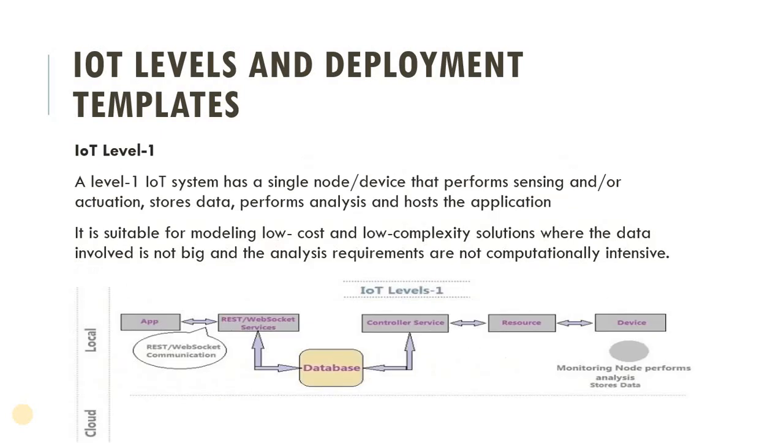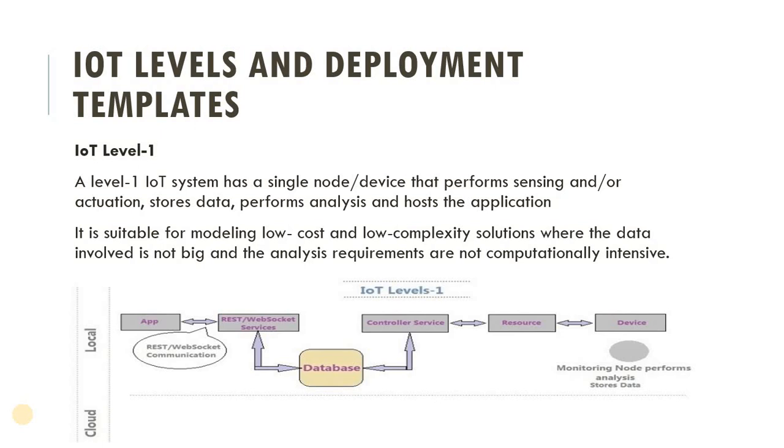Now the next topic is IoT levels. Here IoT levels means what type. There are totally 6 types of IoT levels, and that is based on the complexity of the IoT application. Suppose if you want to create a simple application with low cost, at that time IoT level 1 is useful. If you want a complex application, at that time you can use level 4 or level 5. So as the level increases, the complexity of the IoT application will also increase.